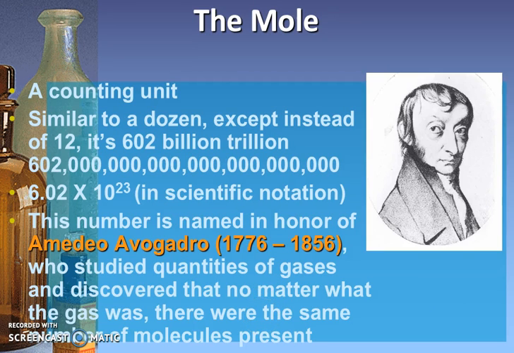So the mole is a counting unit, similar to a dozen, except instead of 12, it's 602 billion trillion. And we truncate that, or make that smaller, to 6.02 times 10 to the 23rd, and that's in scientific notation. It is named after Avogadro, who studied quantities of gases and discovered that no matter what the gas was, there were the same number of molecules present.